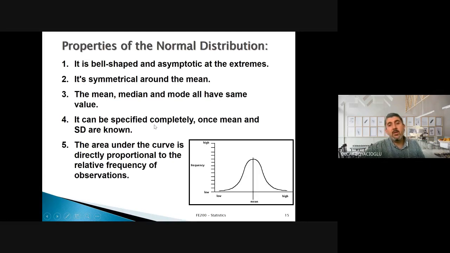Also, since this is a normal distribution, the mean, the median, and the mode all have the same value, which is this value, okay, the mean value, whatever it is. And it can be specified completely once the mean and the standard deviation are known.